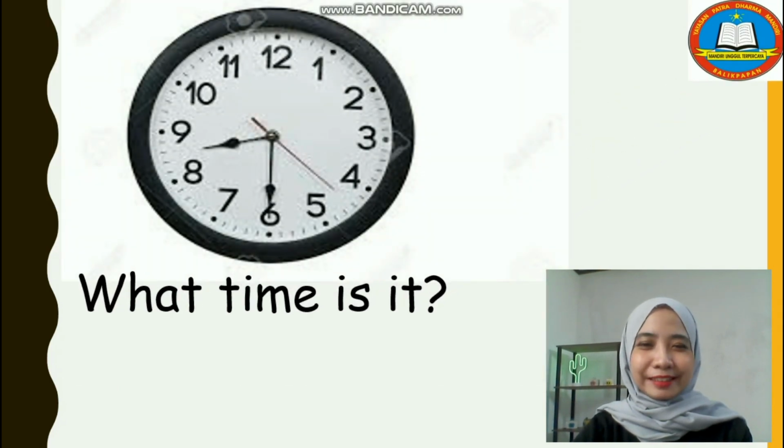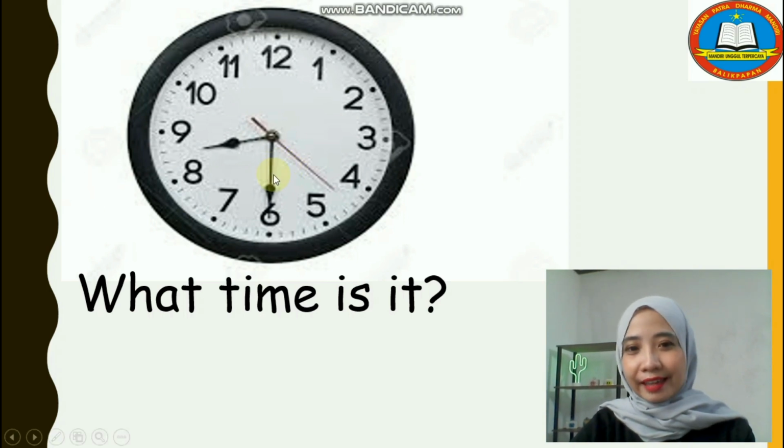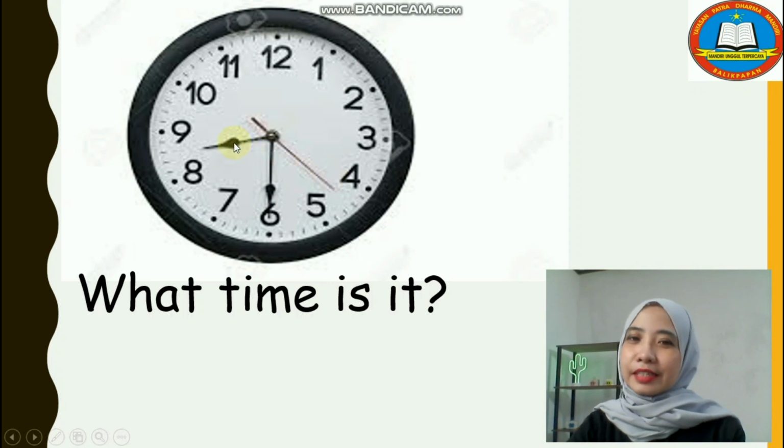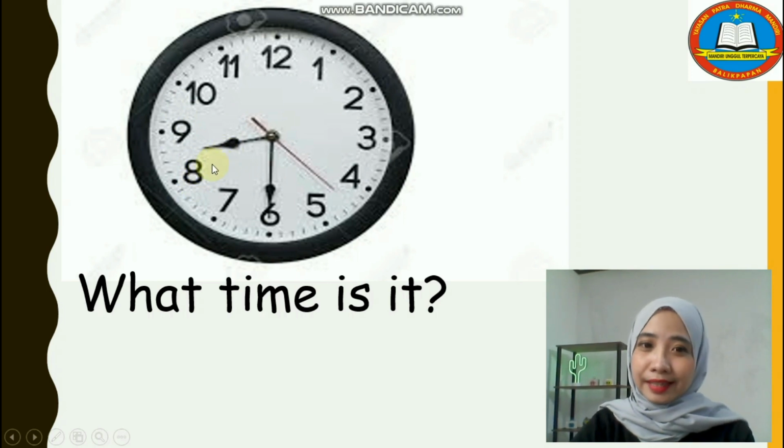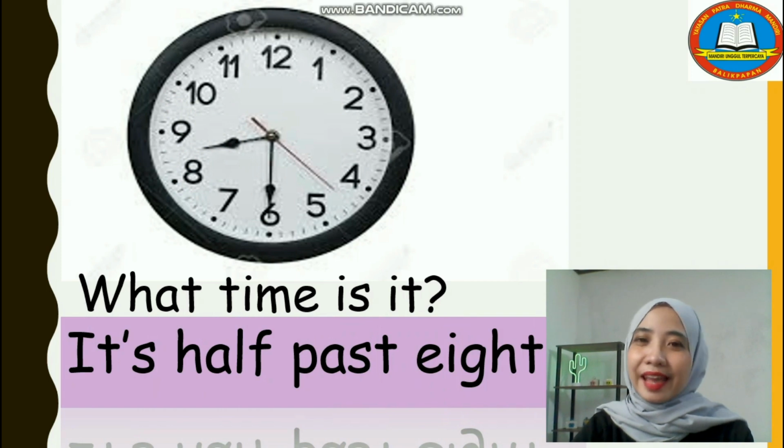The last one. Can you guess what time is it? The first thing that you should do is look at the big hand. It's at 6, so it's 1/2, and the small hand between 8 and 9, and the number before small hand is 8, so it's 8:30. Bravo!